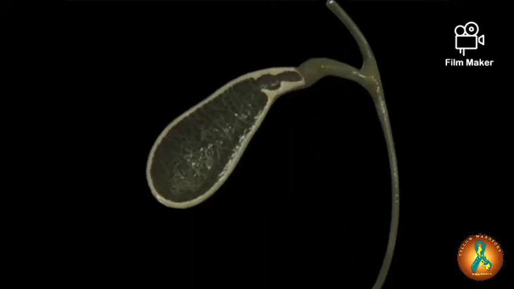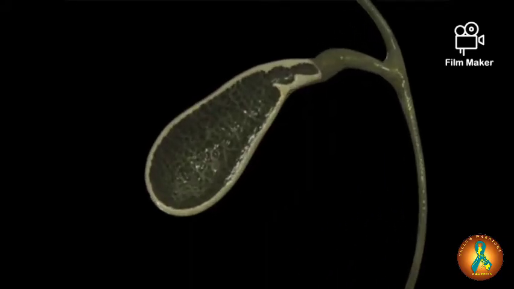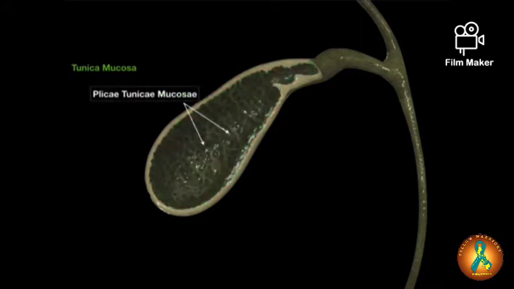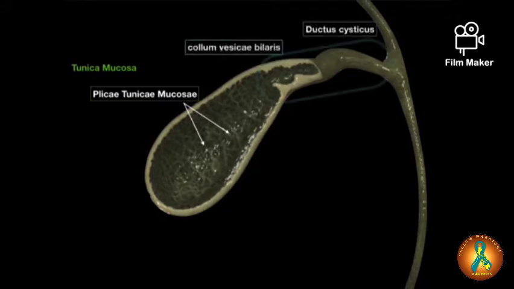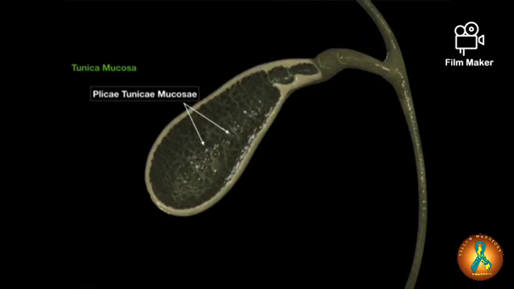So let's zoom in. The walls of the bile ducts and the gallbladder are formed by 3 layers. You have the inner one, the tunica mucosa, highlighted for you in green. The tunica mucosa has these folds on it called the plicae tunicae mucosae. You'll find them along all 3 parts of the gallbladder, but another structure you'll find on the tunica mucosa in the region of the collum vesicae biliaris and the ductus cysticus is these extra folds called the plica spiralis. And the plica spiralis kind of surrounds the walls of the collum vesicae biliaris and the ductus cysticus.